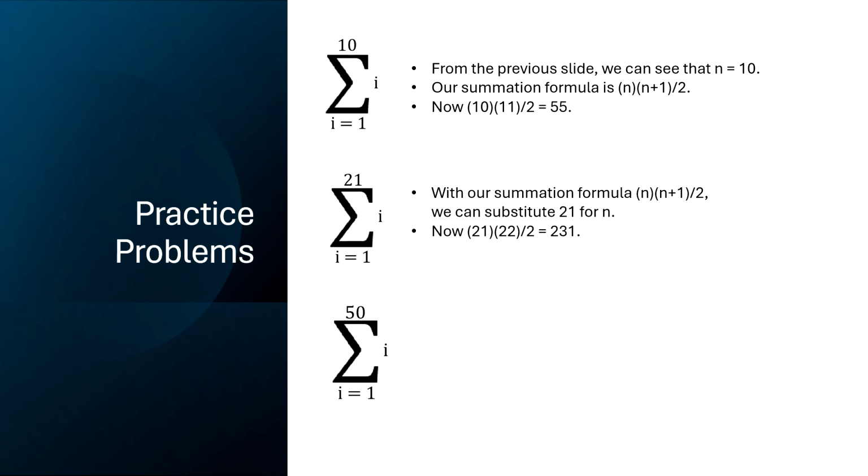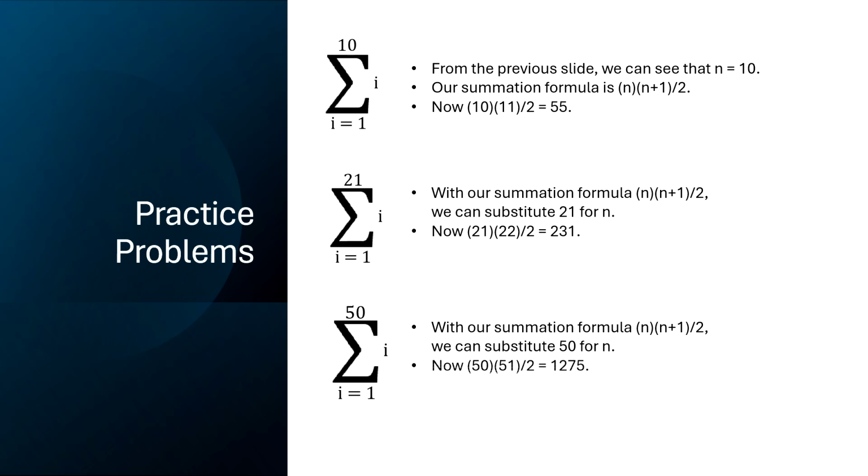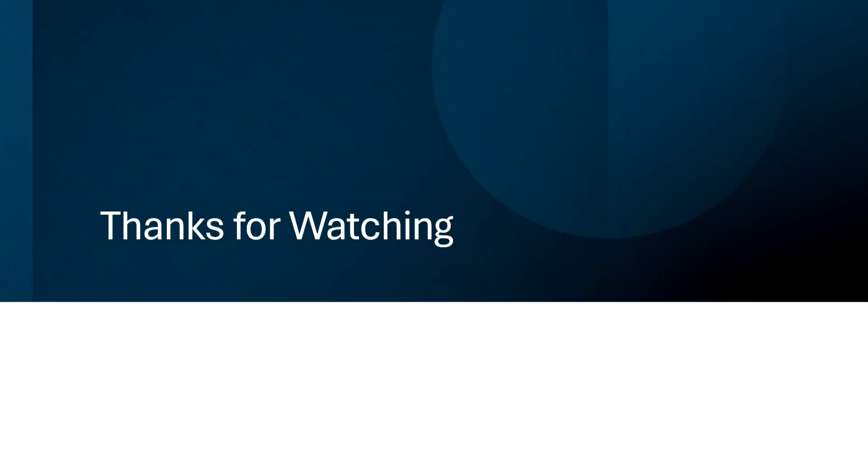The last practice problem, summation of i equals 1 all the way to 50. With our summation formula, n times n plus 1 all divided by 2, we can substitute 50 for n. Now 50 times 51 divided by 2 is equal to 1275.